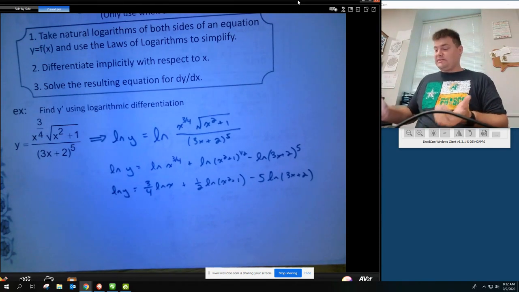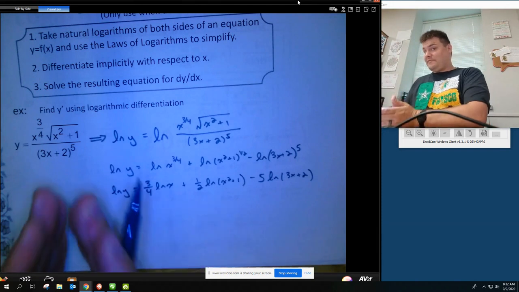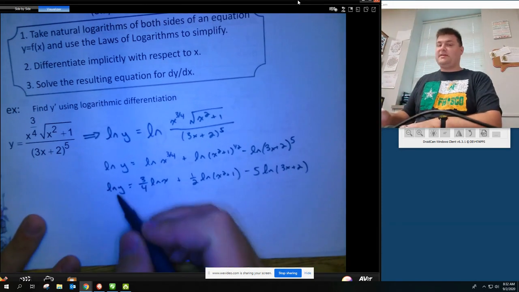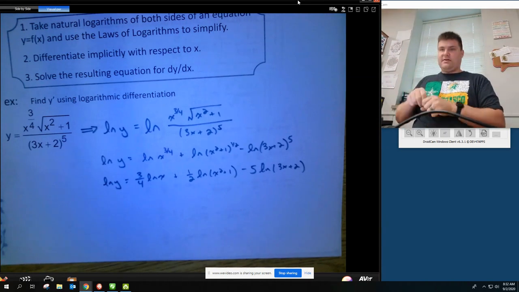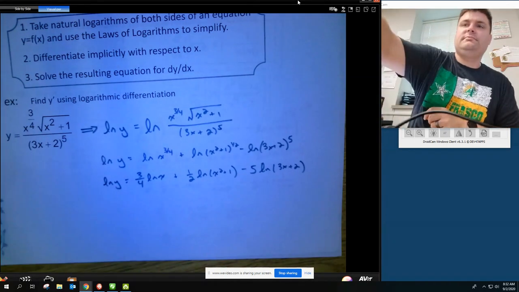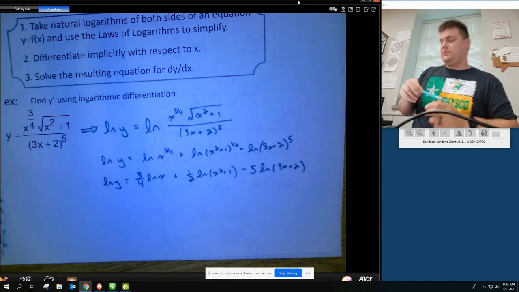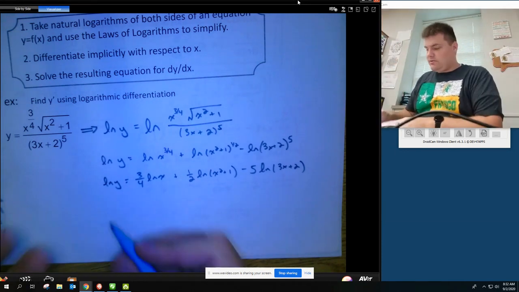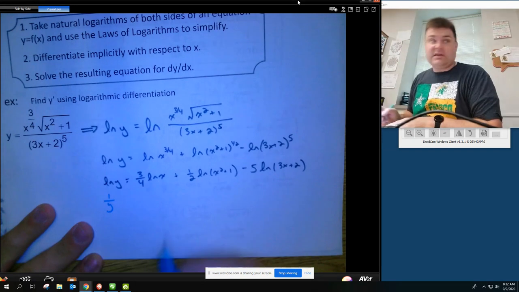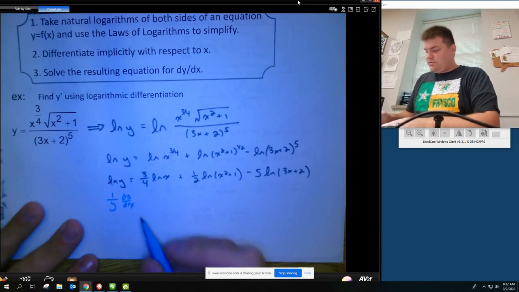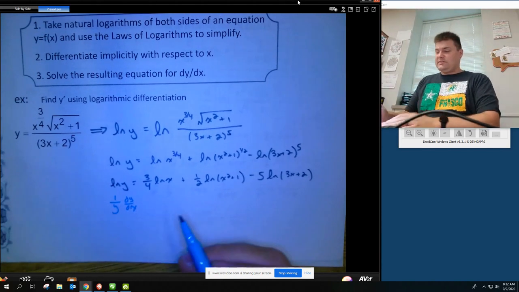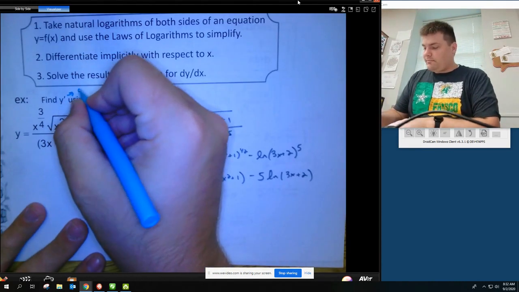Now it's all set up pretty nicely. So I'm going to take the derivative of the left side and the right side. And this is what some people forget about: take the derivative of the left side. What is the derivative of ln of y? It's going to be 1 over y, and then you have to tag it with dy dx. Which is perfect, because that's what I need, dy dx. That's the same thing, by the way, as y prime.